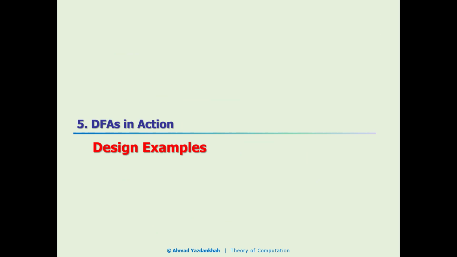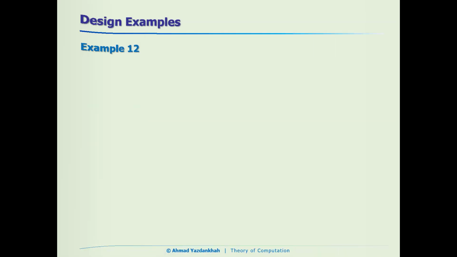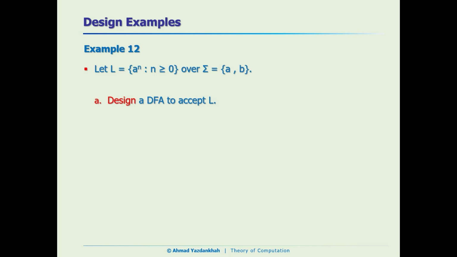Now we'll need to use all of our knowledge to design machines, which is the most exciting part of this course, designing machines. And it definitely needs some practice. Okay, so let's start with the first language. The first language is easy: a to the n, n greater than or equal to 0, over the alphabet A, comma, B. Design a DFA to accept L.